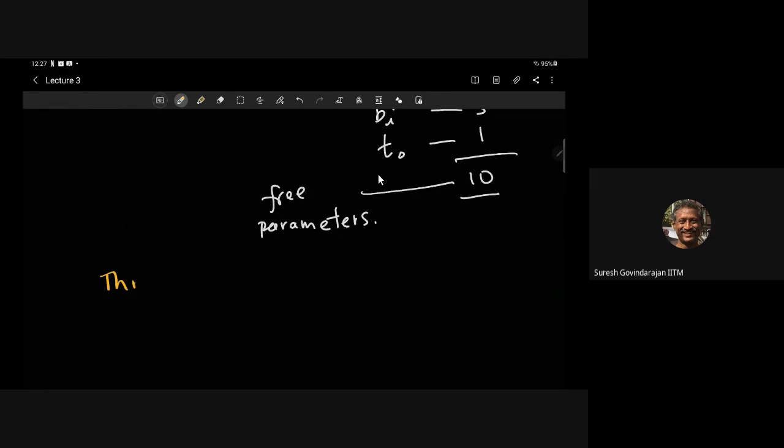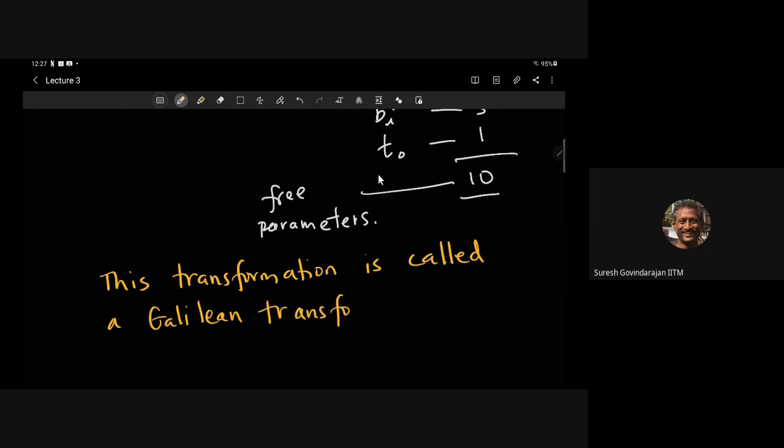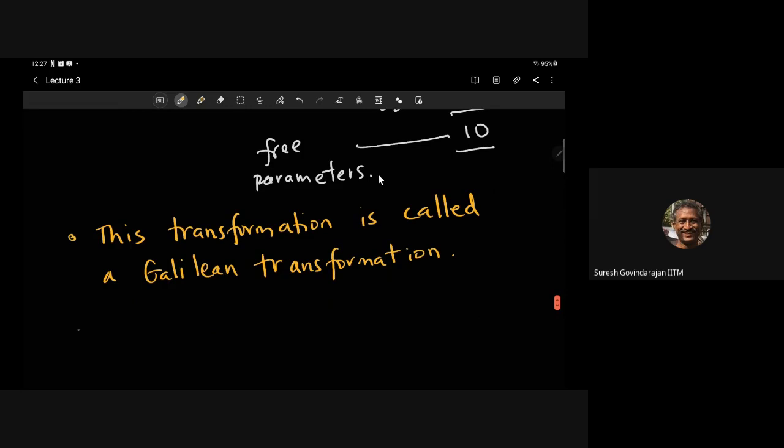Okay, this transformation is called a Galilean transformation. Okay, this is one thing. Other, R equal to identity, ui, 0, 0. That means only... is called a Galilean boost.